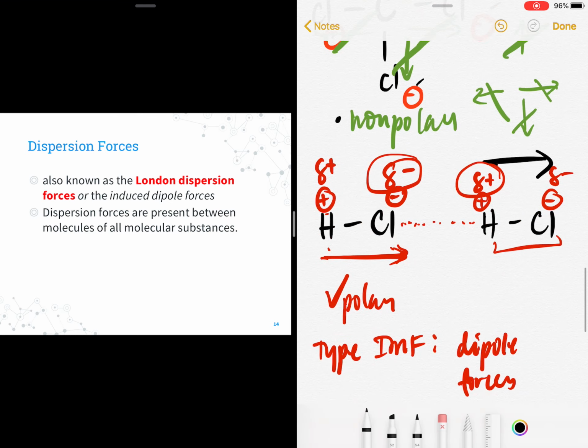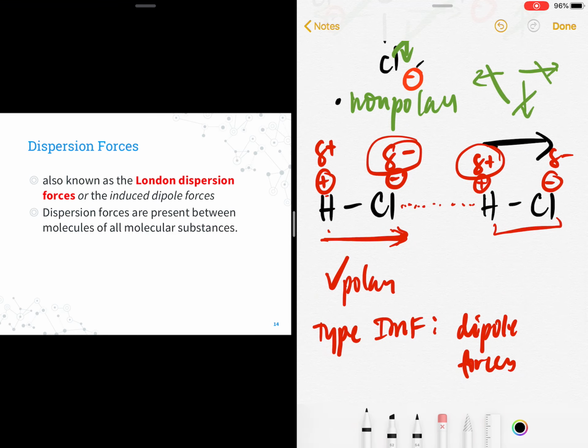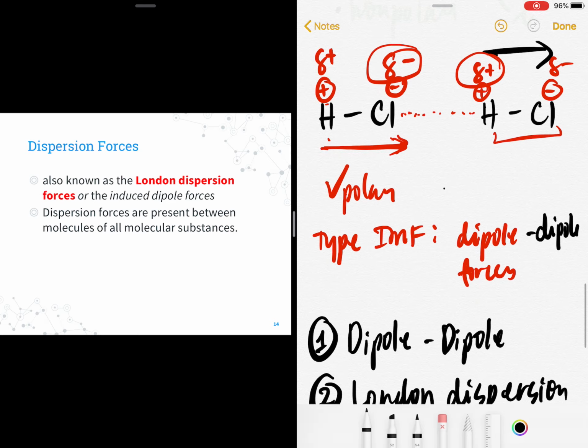Okay? This one, the hydrogen chloride molecule, sabi natin, this is polar. So, anong type of IMF meron siya? Dipole forces. Dipole-dipole forces. Yun lang ba? Hindi. Kasi nga lahat ng molecule may dispersion forces. So, si hydrogen chloride, meron siyang dispersion forces, meron din siyang dipole-dipole forces. Okay, I hope this is clear.